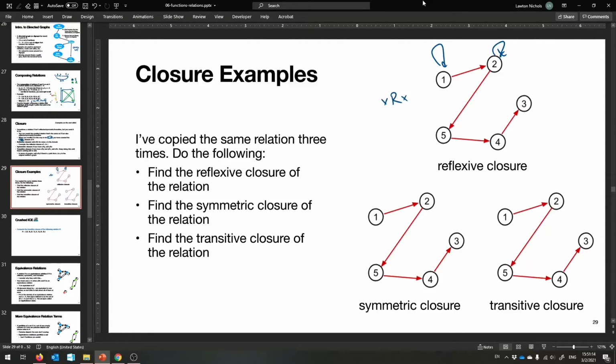Do you see that? Boop, boop, boop, just like that. That is the reflexive closure. Isn't that nice? Not too bad. So yeah, that one was easy.